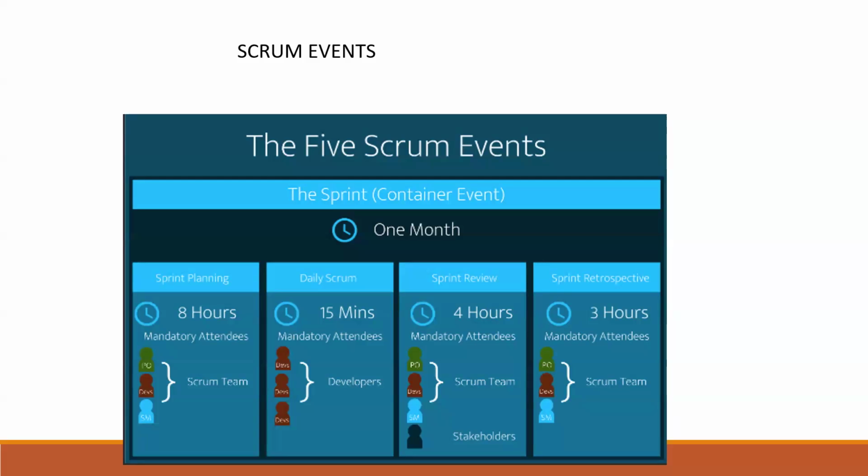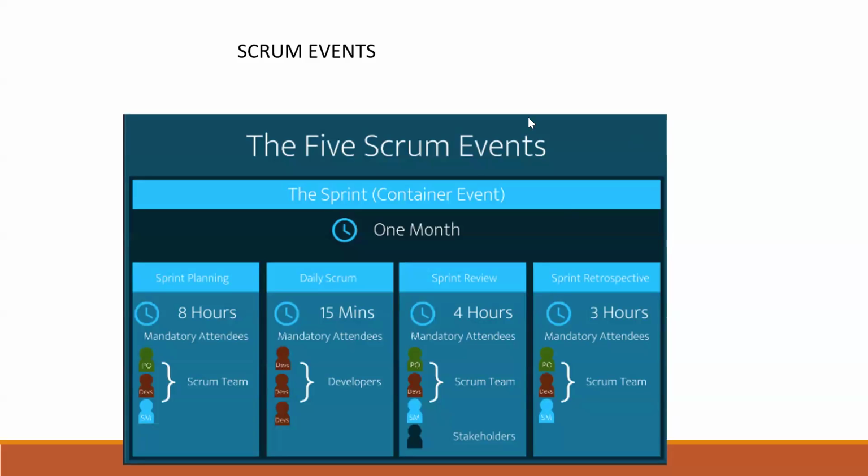Who are the mandatory people here? PO, our development team, Scrum Master, and the stakeholders. Stakeholders are very important, right? Who are the stakeholders? What do you mean by stakeholder? Who is a stakeholder? Anyone can guess? Client and management. Yes.